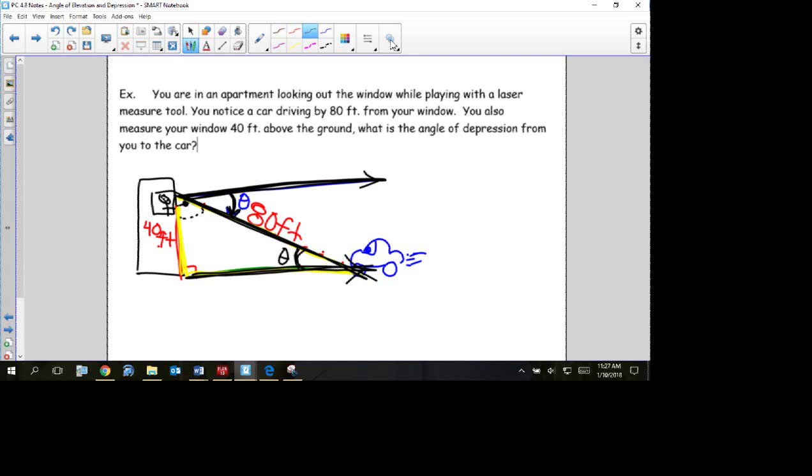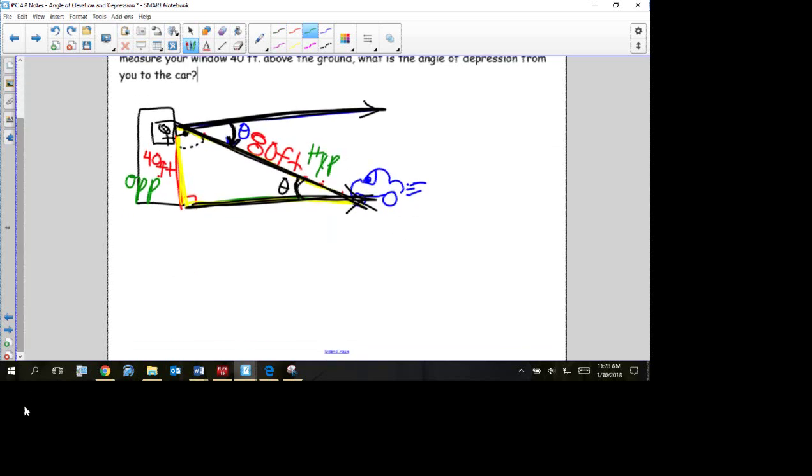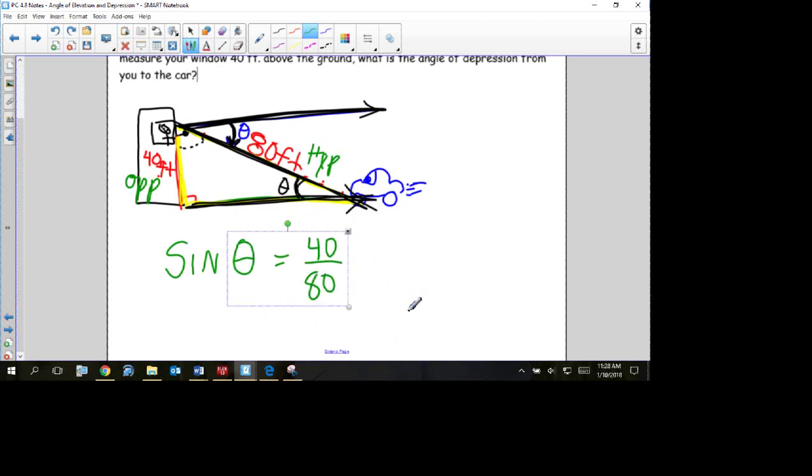Opposite. And 80 is the hypotenuse. What uses opposite and hypotenuse? The sine of the angle that I don't know is equal to 40 over 80. So I have to solve for theta.